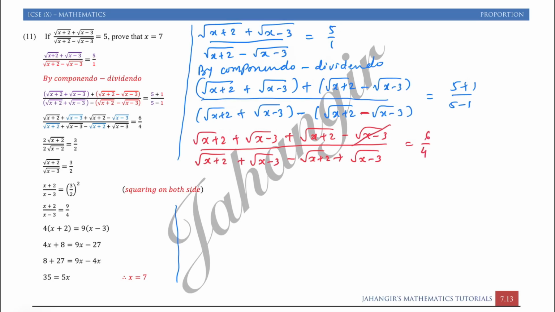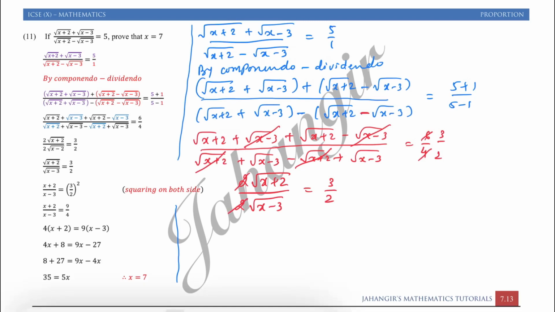As you see, you can cancel these two terms. You will get root x plus 2 plus root x plus 2, 2 root x plus 2 upon 2 root x minus 3, is equal to 6 by 4. I can write 2 2s are 2, 3s are 3, so that can be written as 3 by 2. This 2 and 2 get cancelled.